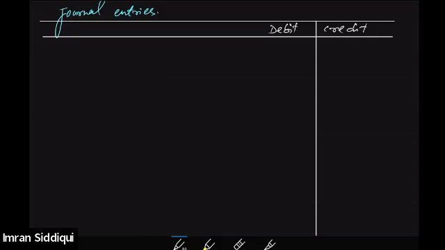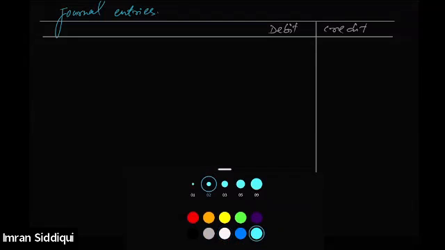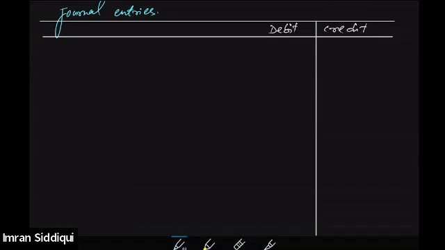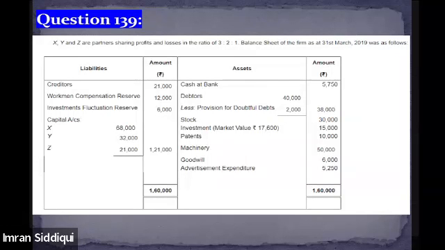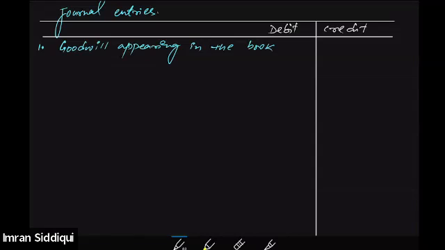All right. So first of all, the first journal entry will be done for the goodwill appearing in the book. The goodwill appearing in the book journal entry will be: what was the name of the partner? X, Y, and Z were the names of the partners.